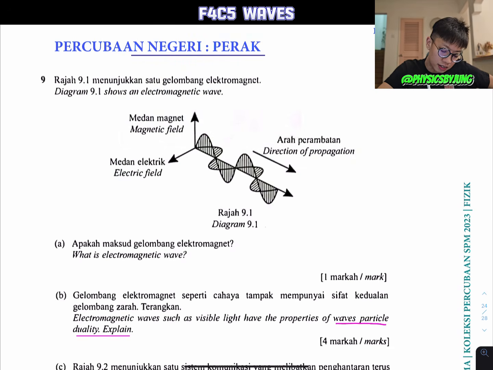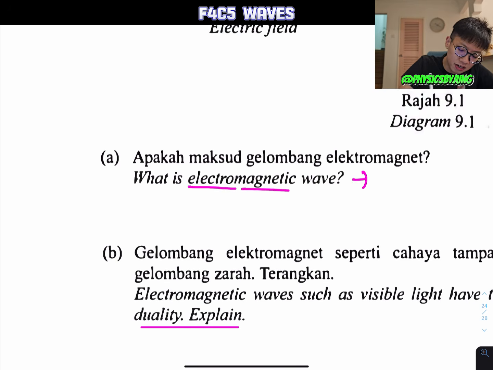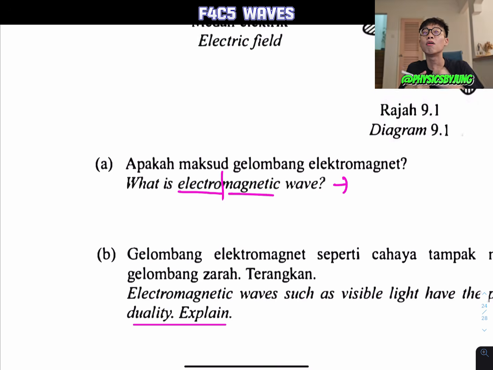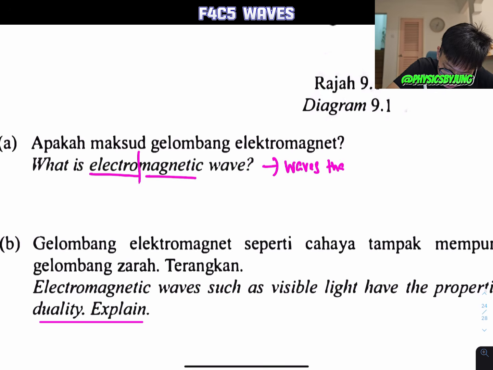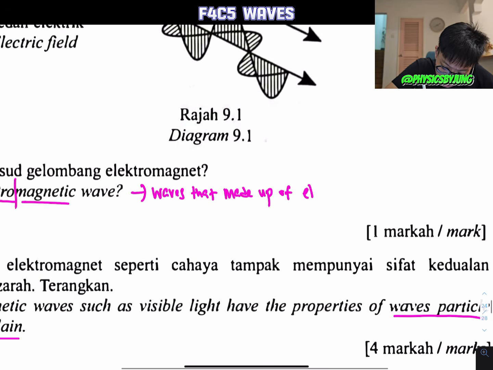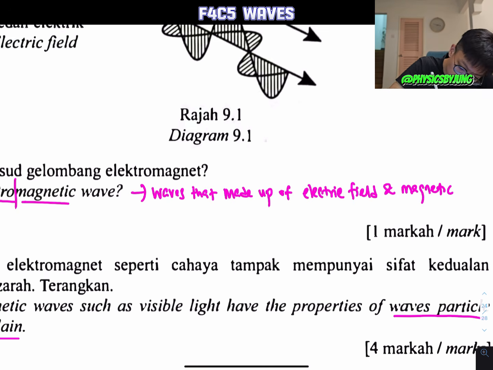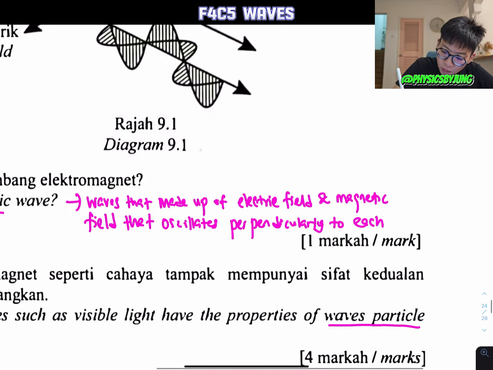So let's see. Now, what is an electromagnetic wave? Actually, what's an electromagnetic wave is rather simple. What is it made up of? It is made up of two things. Okay, guys, guess what is this? It's called electromagnetic. So it's made up of electric field and also magnetic field. Basically, it's waves that are made up of electric field and magnetic field that oscillate perpendicularly to each other.